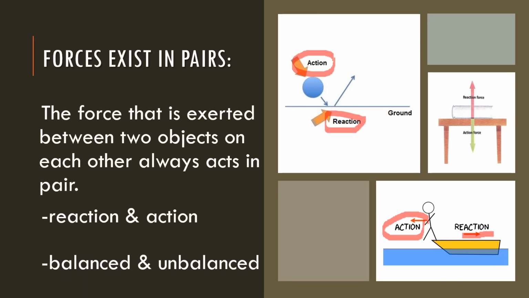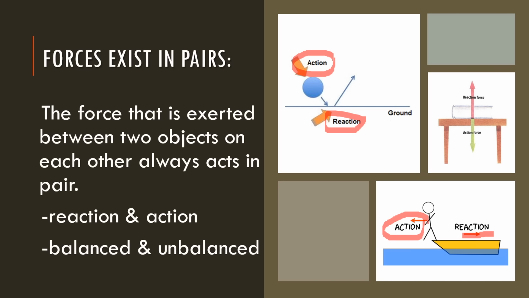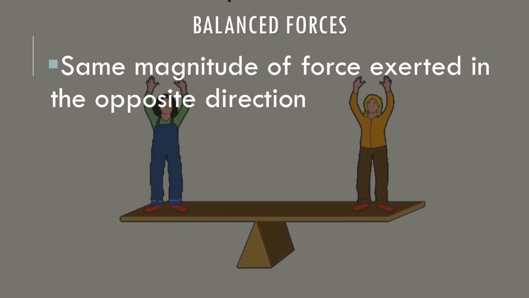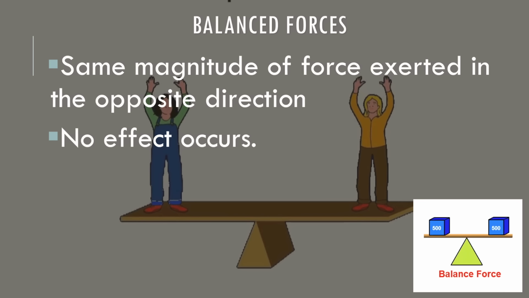This allows us to distinguish between balanced and unbalanced forces. Balanced forces are based on the pairs of forces that are acting on the object. Balanced forces are when two forces act on an object in equal size, so the same magnitude, but in an opposite direction. This means there will be no effect, because the pairs of forces acting on the object are the same magnitude but in opposite directions.